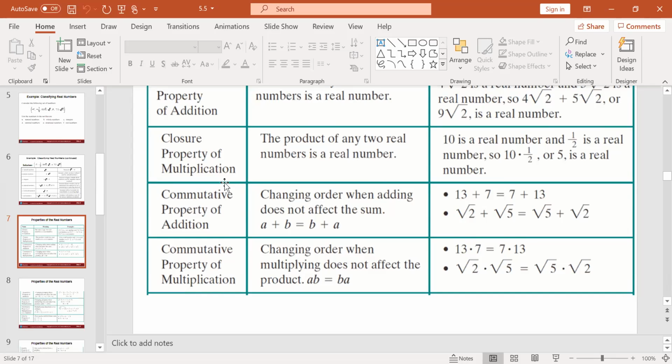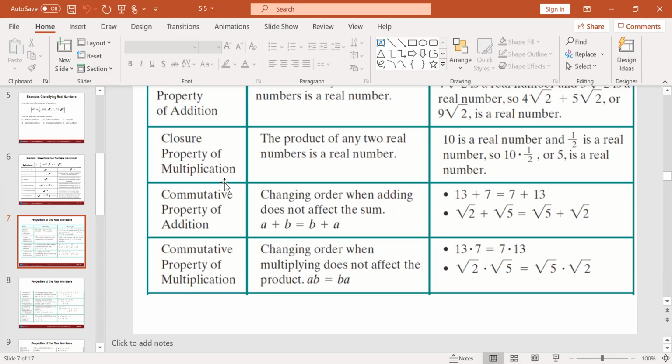Not every operation for every set of numbers has these kinds of closure properties, but the real numbers certainly do. So there's a commutative property for addition. You think, why do they use the word commutative? Well, if you were a commuter, you're traveling somewhere, you're moving about, and that's what you're doing with those numbers. You're changing their order, you're moving them around in relationship to each other.